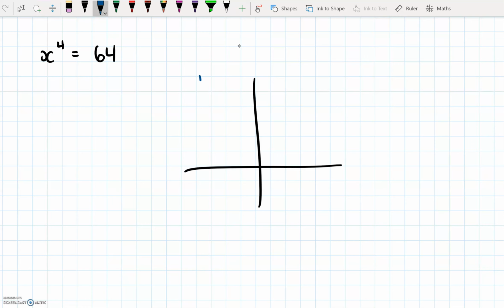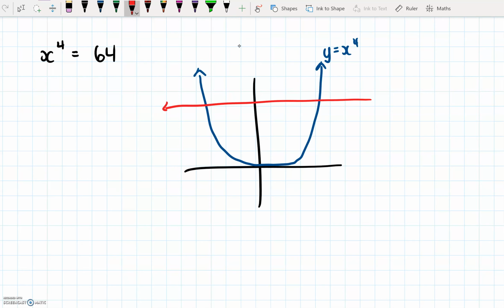All right, so we know that we get a graph that looks like this. It's a bit squarer at the bottom than the x squared. So this is y equals x to the 4. We have a horizontal line at y equals 64. And what we're looking at are the intersection points on those. Sorry, just labeling my axes. So we have this intersection point here and this intersection point here. So you can see with x to the power of 4, we still have two solutions.